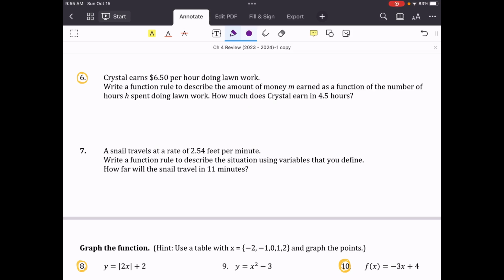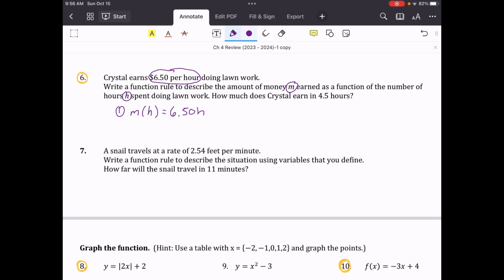So there's 2 parts to this. The first thing we want to do is write our function rule or our equation. In this case, they've listed M as being our dependent variable, H is our independent variable. So if we want to write this in function notation, it's going to be M of H equals, and in this case, the only quantity we have is the $6.50 per hour. So this $6.50 is going to get tied to the H. So we're going to get 6.50h or 6.5h works, and that's our equation or function rule.